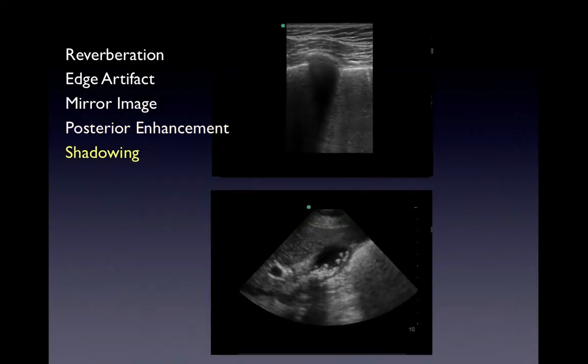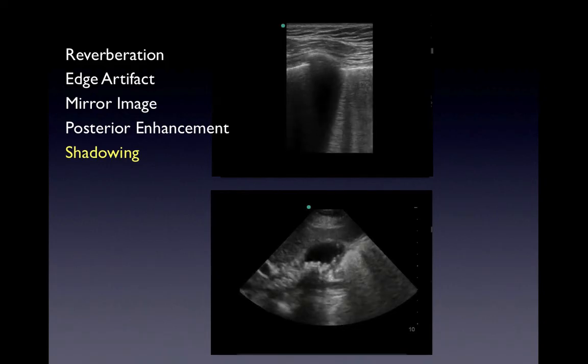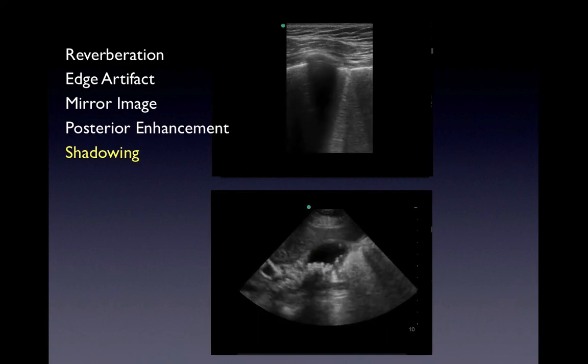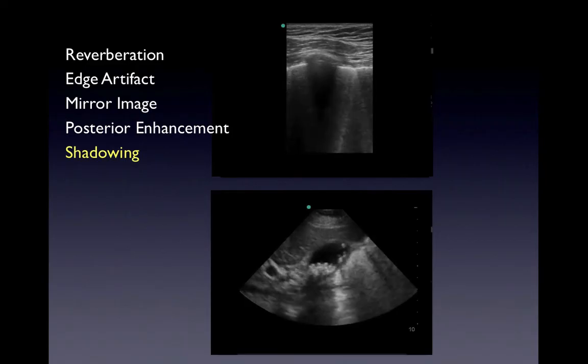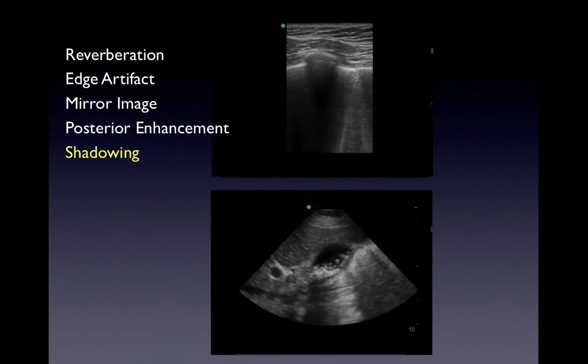The final and fifth artifact I'm going to briefly discuss is shadowing, and this is a favorite for many of us in addition to mirror imaging. In the top video clip, we're seeing shadowing that's occurring in the lung. We're seeing a rib with posterior shadowing, and on either side of that rib is the highly reflective bright white pleura. The video clip below, we're seeing shadowing from what? Lots of gallbladder stones. We'll call this a gallstone village.